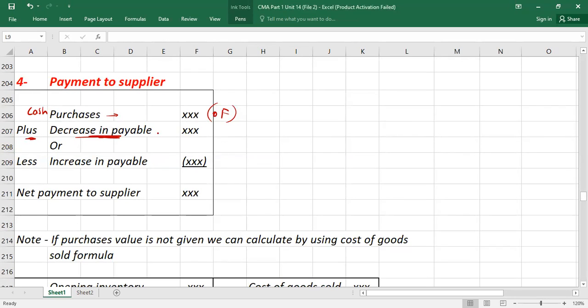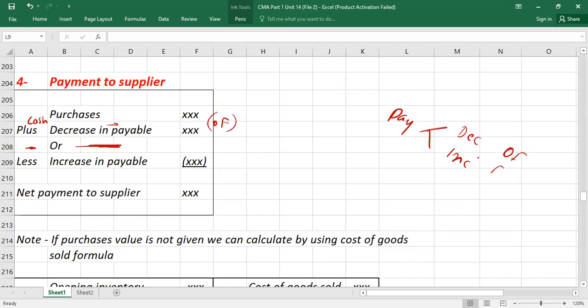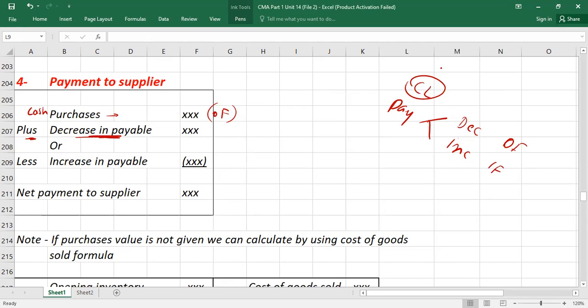You will add decrease in payable, because payable is your liability. If it is decreased, it's treated as outflow. If it has increased, this is treated as inflow. You know, it's a rule of current liability. So that is why decrease in payable you will treat as outflow. So outflow and outflow will be added, obviously. But if you have increase in payable, then you will deduct that value. Okay. So this will give you net payment to the supplier.